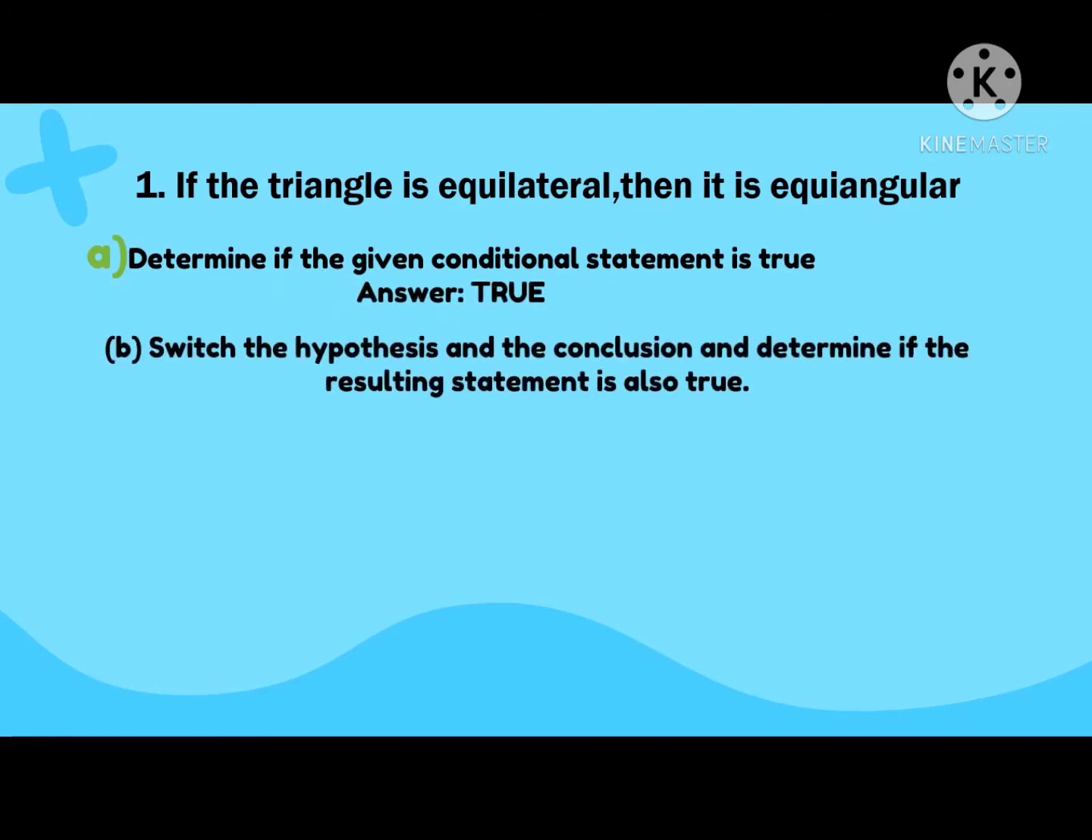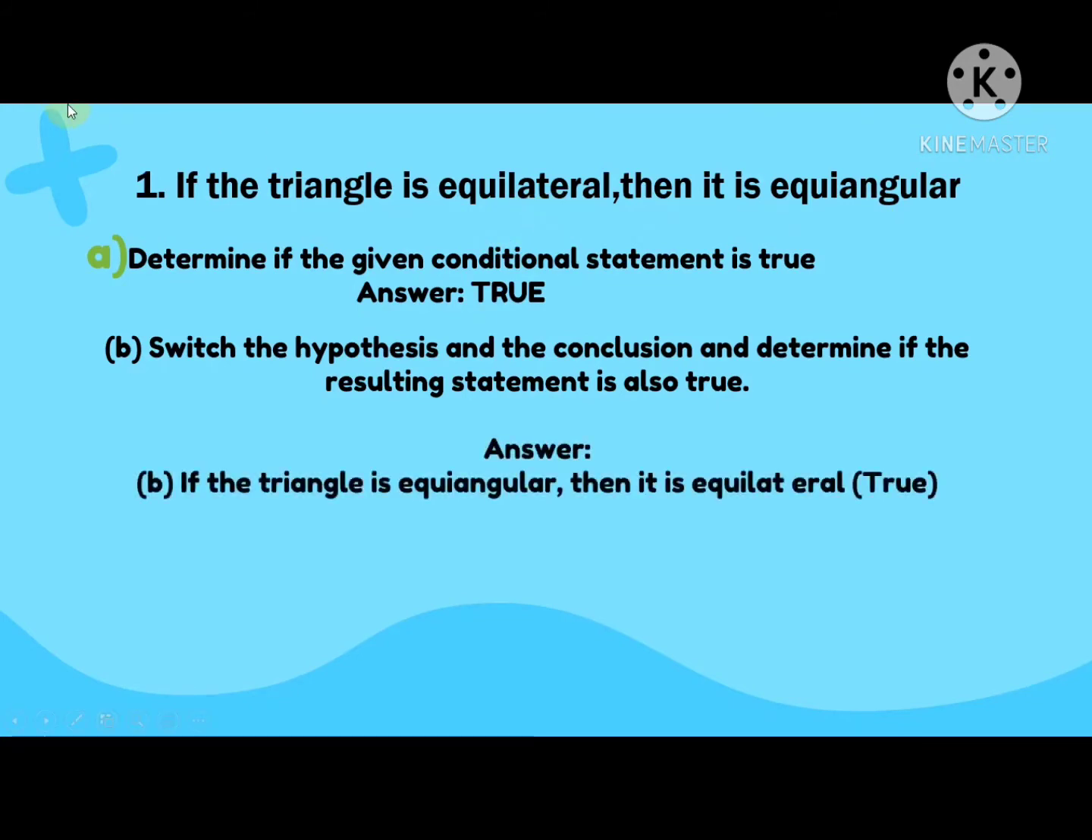Letter B, switch the hypothesis and the conclusion and determine if the resulting statement is also true. This is the hypothesis and this is the conclusion. So, switch them. Therefore, if the triangle is equiangular, then it is equilateral. And this statement is also true.